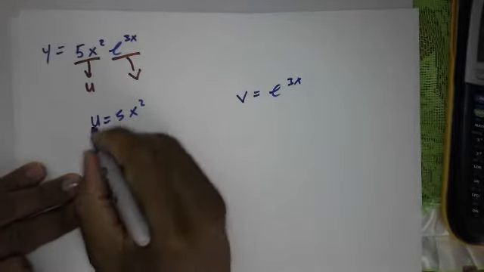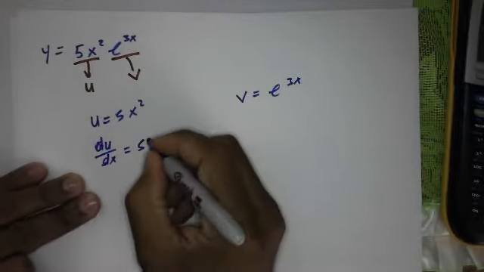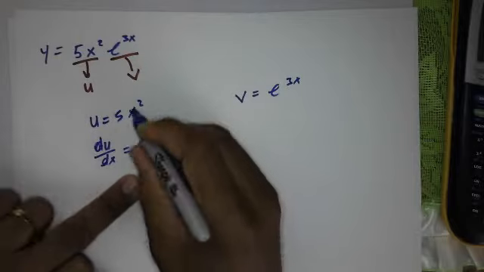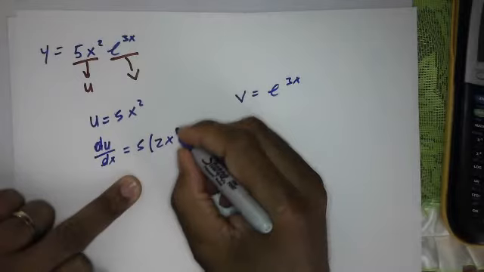So du, we are differentiating u with respect to x. du by dx is equal to, here's my 5, and then I'm going to differentiate the x squared here, so I take the 2 to the front, x, and I subtract 1, so that is 1 here.